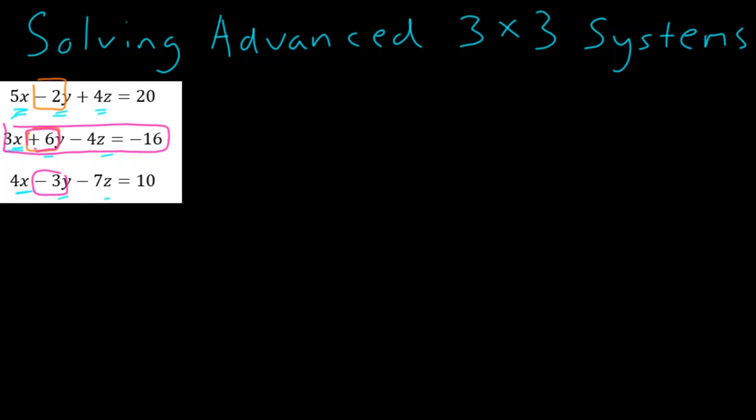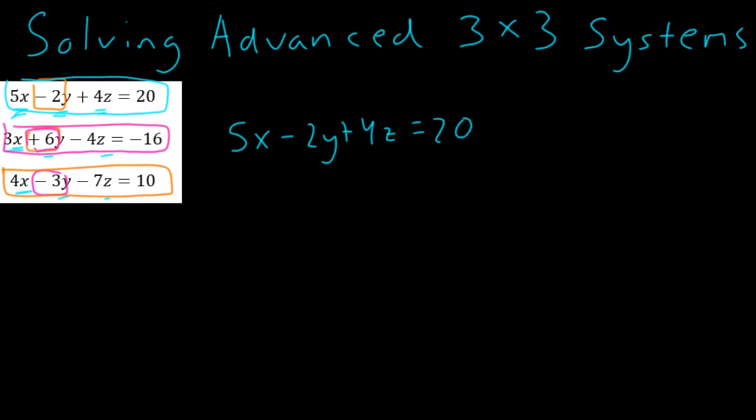Remember, I'm going to use different colors for these equations. I will use blue for the top equation, and I'm going to use orange for the bottom equation. Okay, and purple for the middle. Alright, let's do this. Let's first write our blue equation, which is going to be 5x minus 2y plus 4z is equal to 20. And I'll write my purple equation, the one with that beautiful +6. We can write this as 3x plus 6y minus 4z is equal to -16.